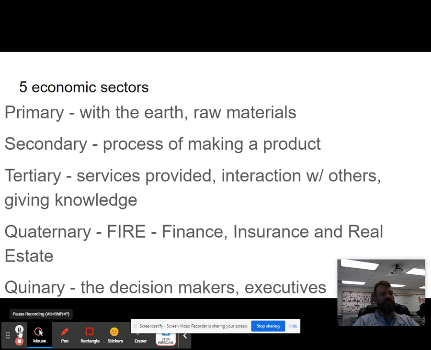Okay. Now, the next economic activity involved here is quaternary, right? So finance, insurance, and real estate, right, is the quaternary stuff. Those are the big ones. That's not all of them, but those are the big ones. So a good way to remember it, right? Finance, insurance, and real estate, right? FIRE.